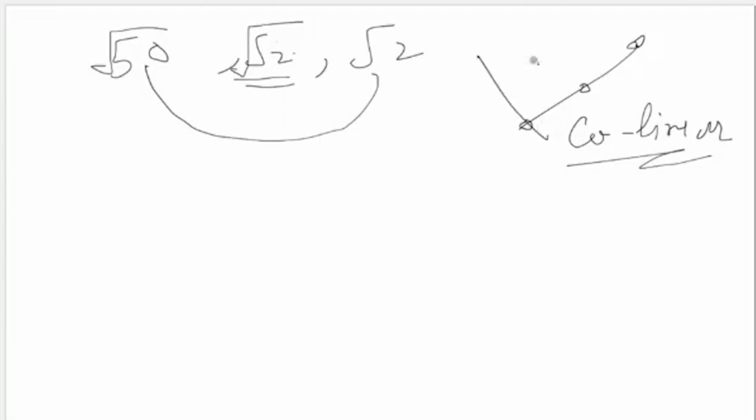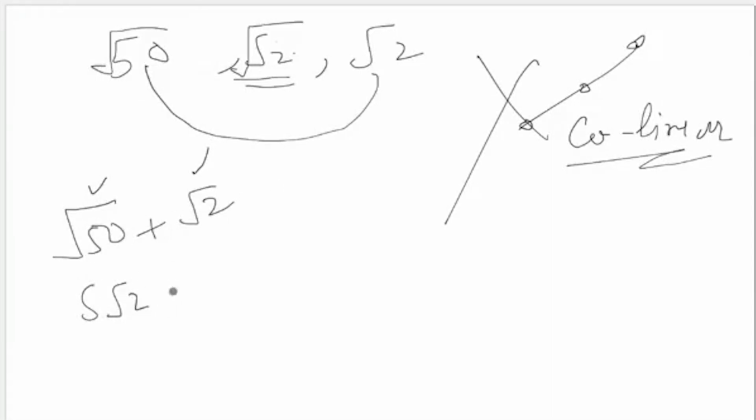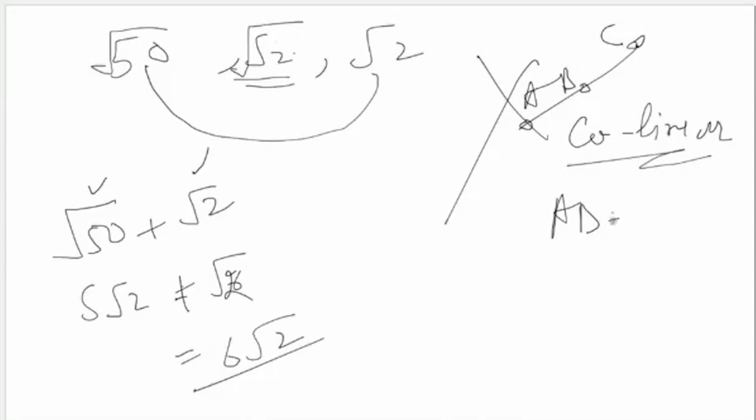Is it so? No. We cannot add root 50 and root 2. These are irrational numbers. Yes or no? Ma'am, it would be like this that we have three collinear points. We have three collinear points on a line, and ma'am, let us name them A, B, and C. So, ma'am, AB plus BC would be equal to AC. Then they will be collinear.